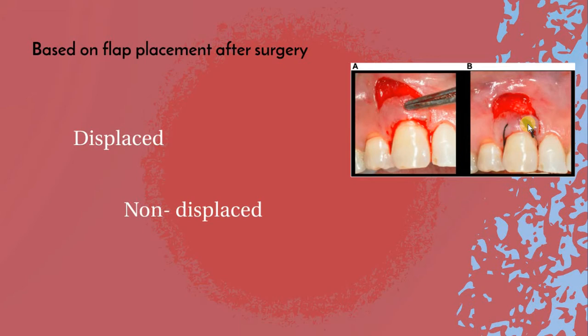Or sometimes you have a pocket, a pseudo pocket, and you want to reduce the depth of the pocket. You displace the flap apically toward the root. So in this case, it's also displaced. But a non-displaced flap is when you raise the flap and close it in the same position. This is based on the flap placement after surgery.